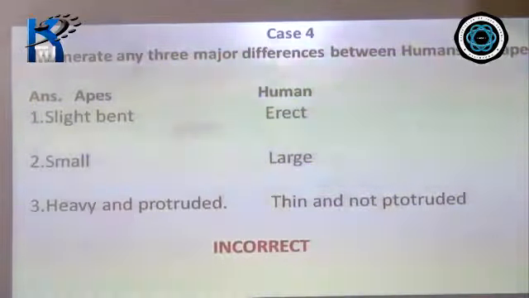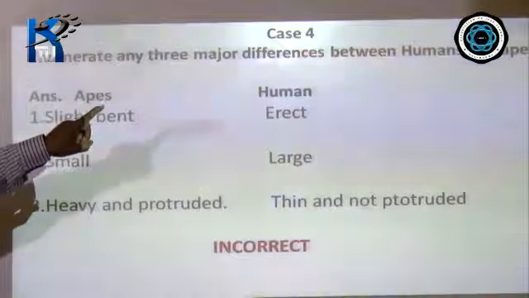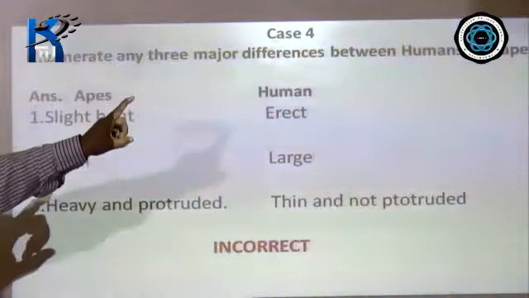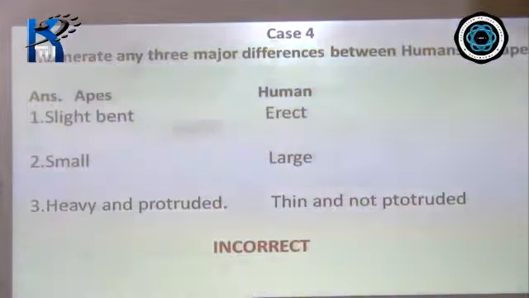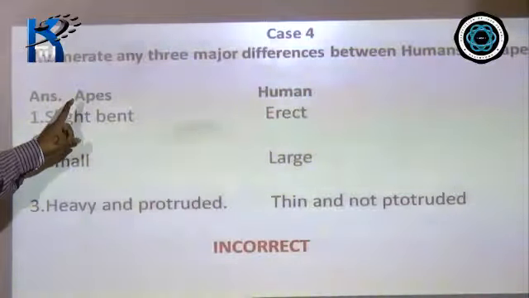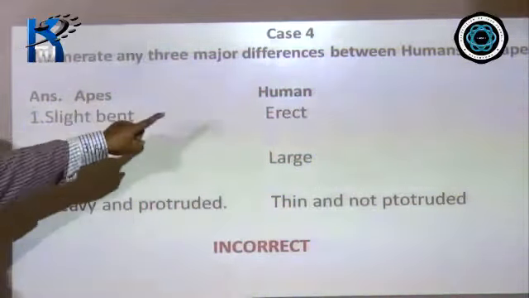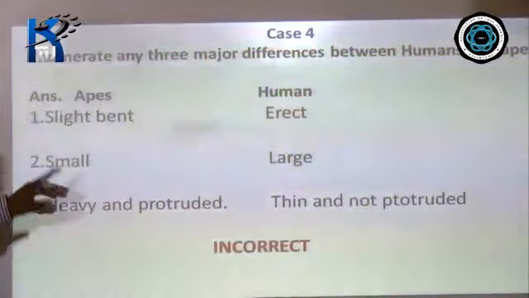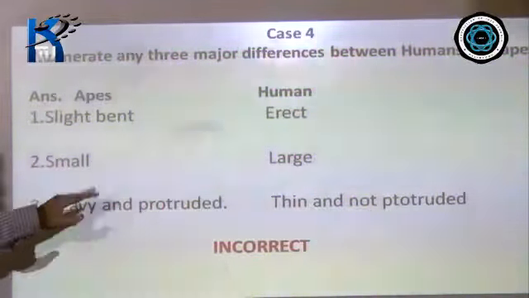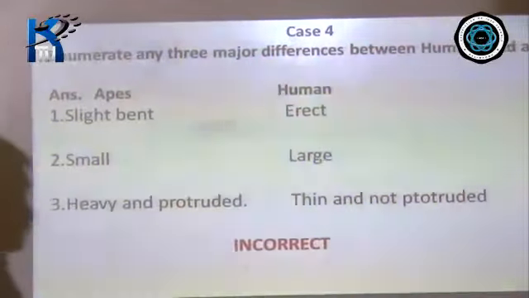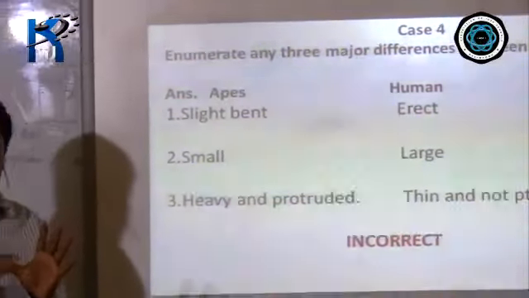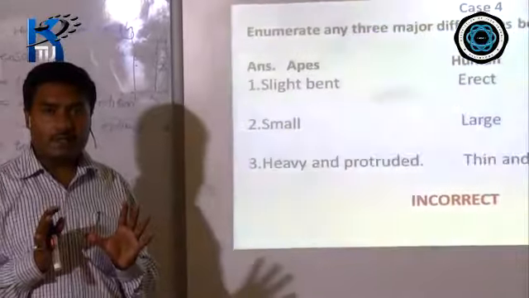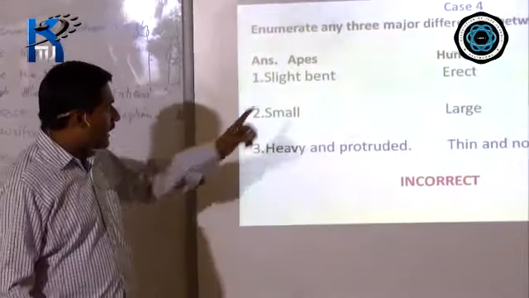The next one, here you see case 4: enumerate any 3 major differences between humans and apes. So here you see apes and human, apes slight bent, human erect, small, heavy and protruded, thin and not protruded. Now here it does not give a very clear image of the answer, like apes, slight bend.